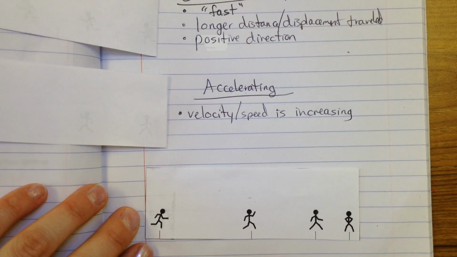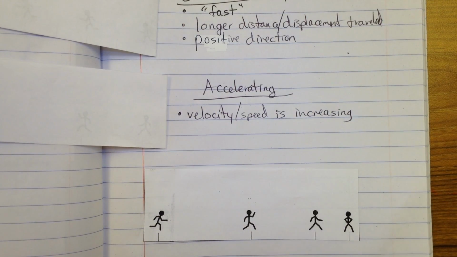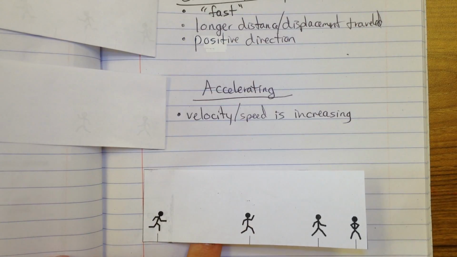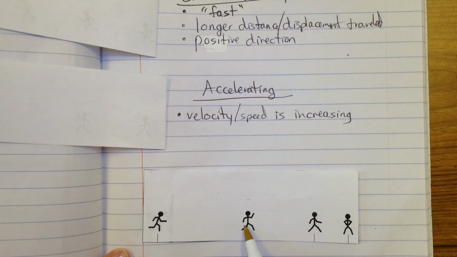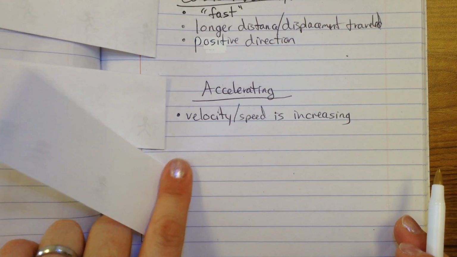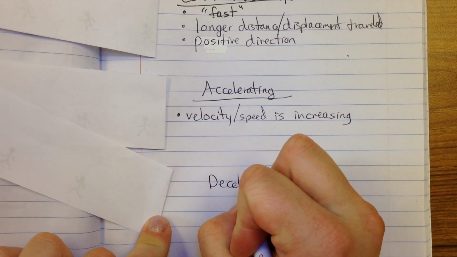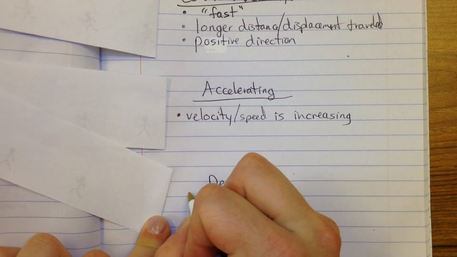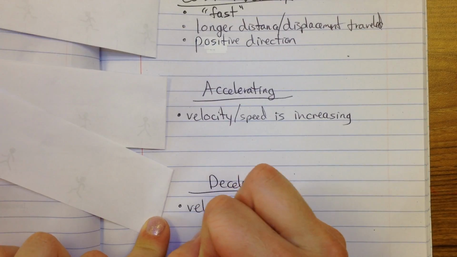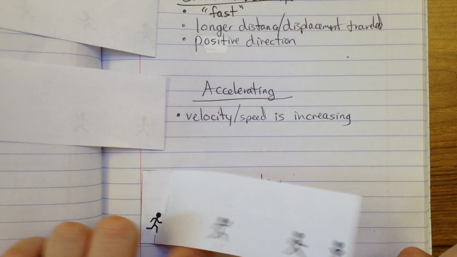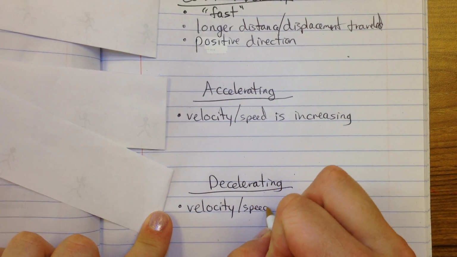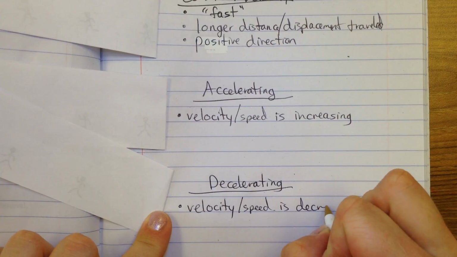Let's look at the fourth one. How does it start off? Sprinting, then jogging, then walking, and then at rest. So, decelerating. What is happening to the velocity of the person as they decelerate? Your velocity, your speed is decreasing.